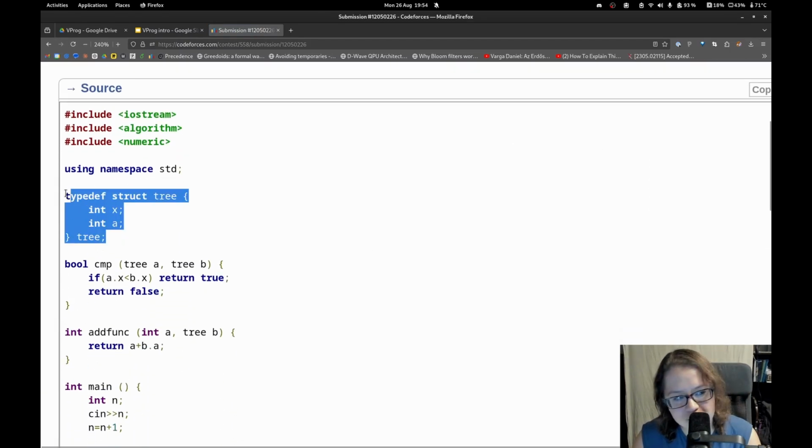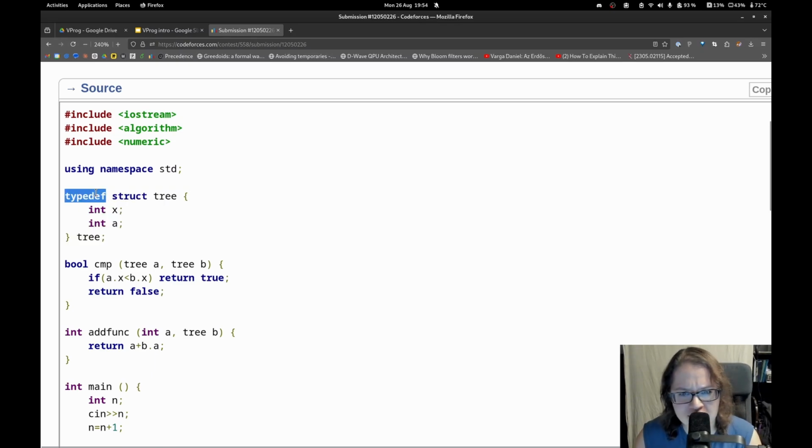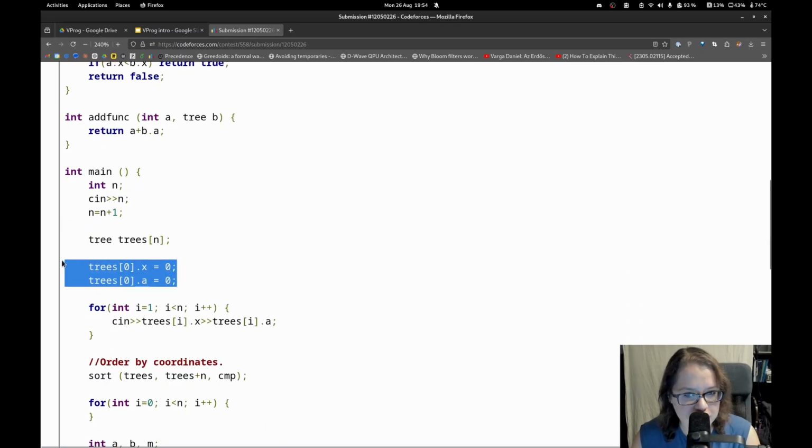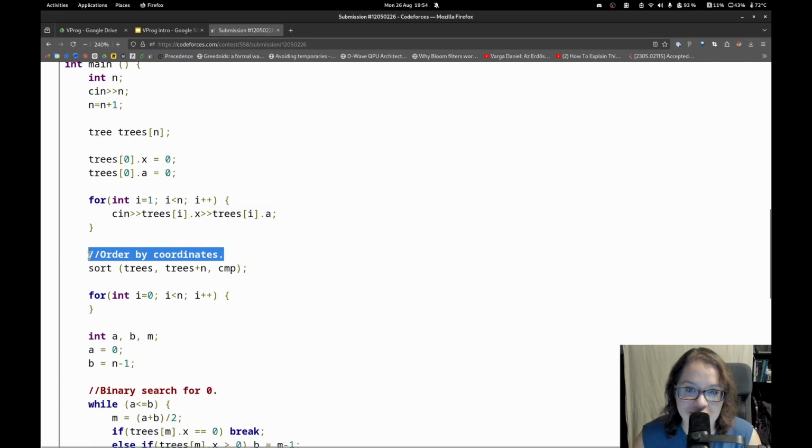Okay, I defined the structure again. Why did I do a typedef? I don't know. I don't need that. Okay, I put the origin also as part of the array, not in the input. I'm putting in comments because I was a very organized programmer back in the day. They teach you to put comments in the code when you are developing for a software company.